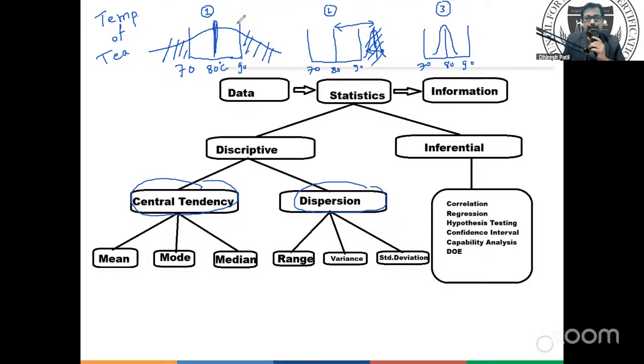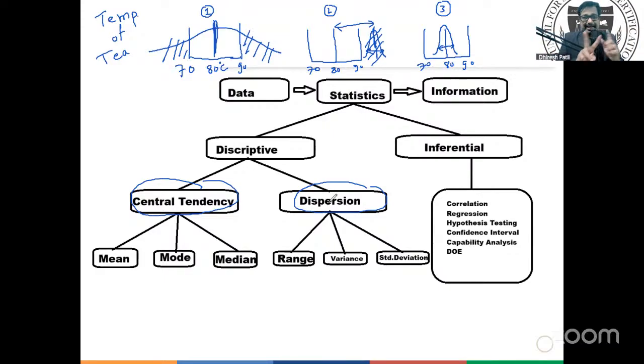limit. On the third occasion is where the data is matching the target and the spread is also very much limited. That's where central tendency, the mean is also important, and the dispersion, the spread of the data is also important for us to measure. Both these parameters are important for us to measure.